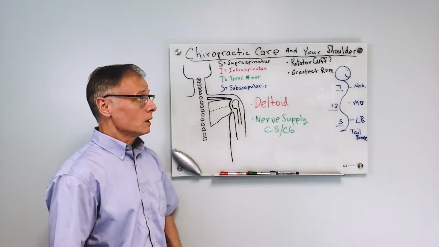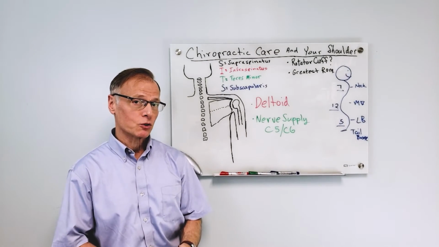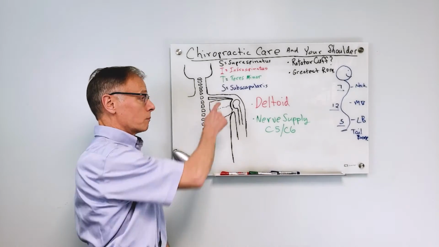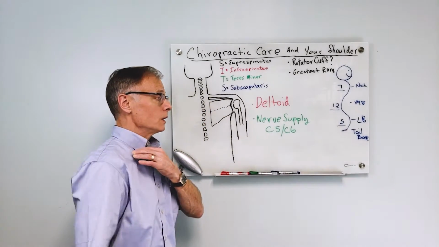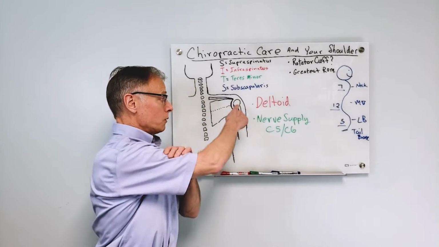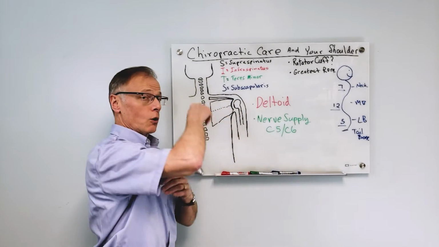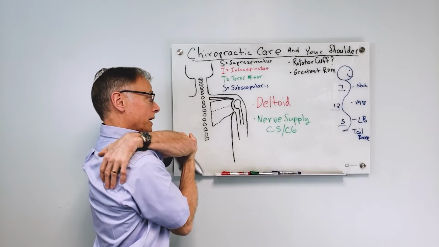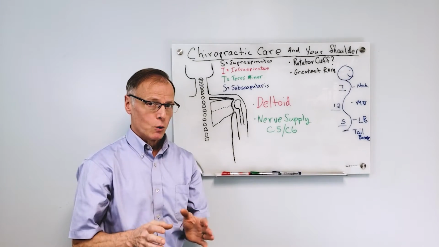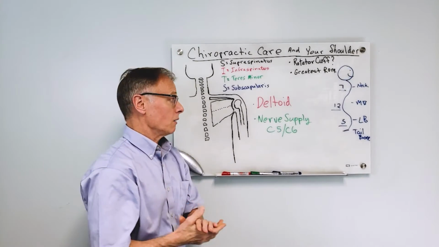All right, so let's go over some of the basic anatomy of your shoulder. First, it consists of the collarbone, which sits right here. Then you have the arm bone, or the humerus, sitting right there. And then you have the shoulder blade, or the scapula, which sits right back here. So those are the bones of the shoulder itself.